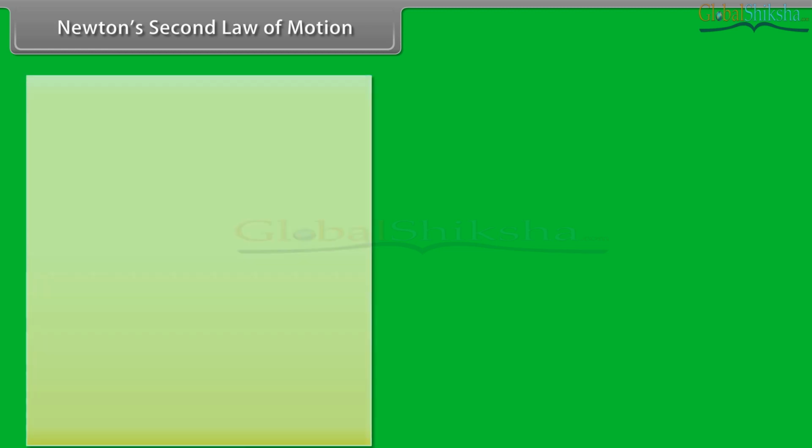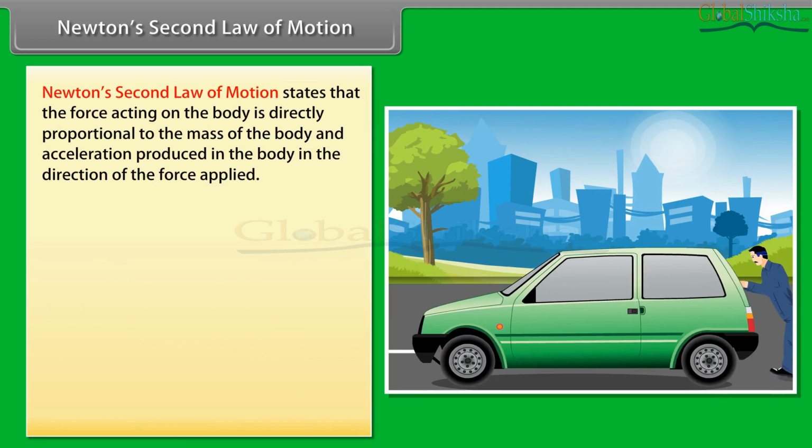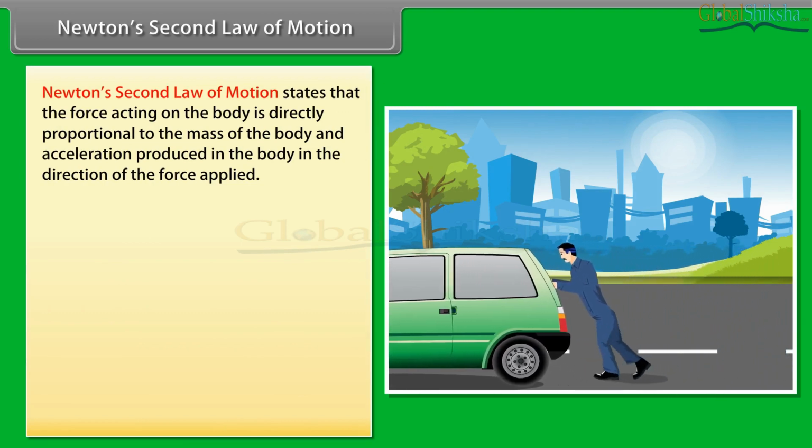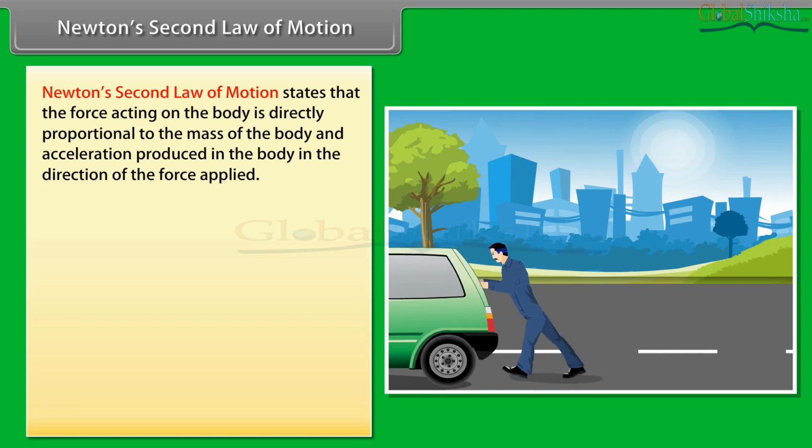Newton's second law of motion. Newton's second law of motion states that the force acting on the body is directly proportional to the mass of the body and the acceleration produced in the body in the direction of the force applied. F is equal to M into A, where F is equal to force, M is equal to mass, A is equal to acceleration.